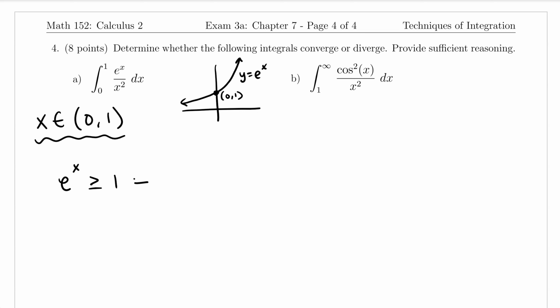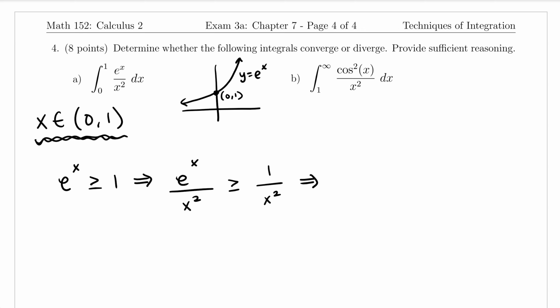Now, what I can do is I can take this inequality and divide both sides of the inequality by x squared. On this interval again, x squared is always a positive number, and so we don't have to flip the inequality symbol. We know that e to the x over x squared is going to be greater than or equal to 1 over x squared.